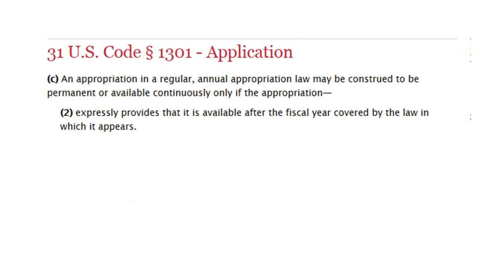Section 1301(c)(2) of Title 31 U.S. Code states that an appropriation in an annual appropriations act may be construed as available continuously only if the appropriation expressly provides that it is available after the fiscal year covered by the law in which it appears.